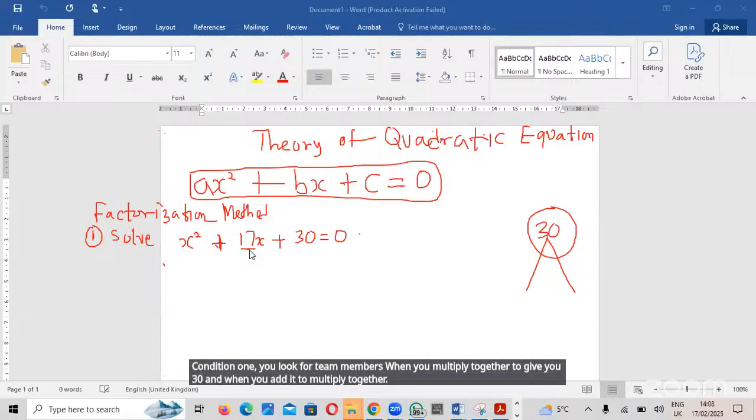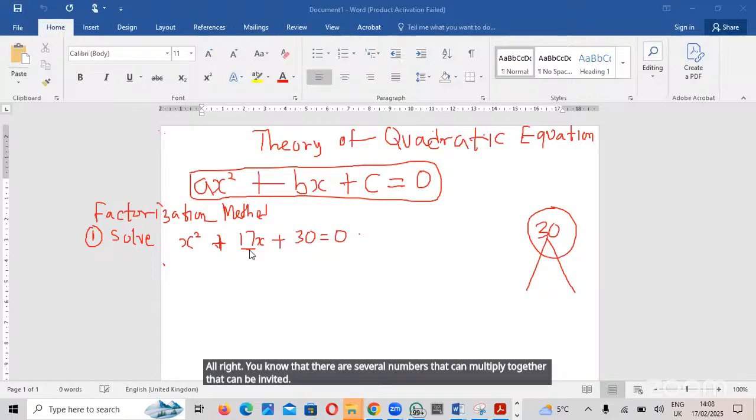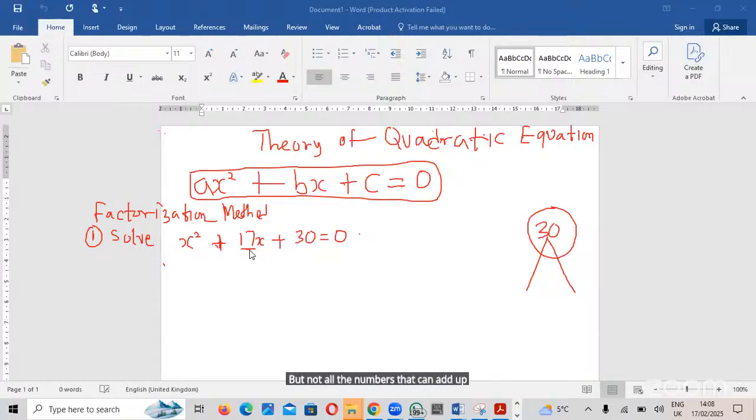You know that there are several numbers that can multiply together to give you 30, but not all of them can add up to 7. If, for instance, 3 times 10 is 30, but 3 plus 10 is not 7. What about 15 and 2? 15 times 2 gives you 30. 15 plus 2 gives what?